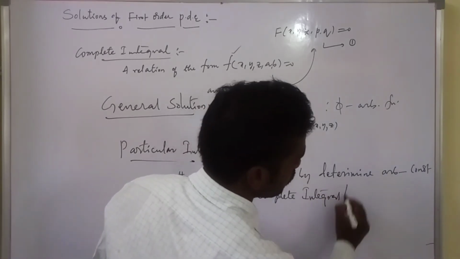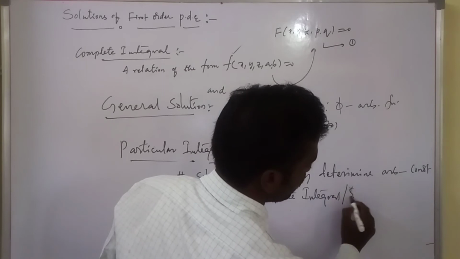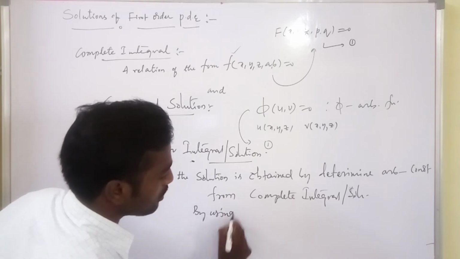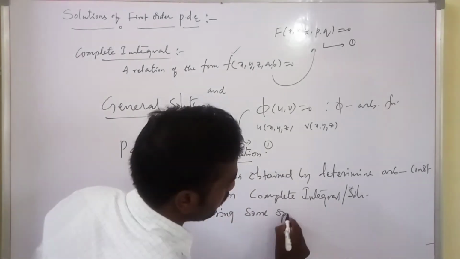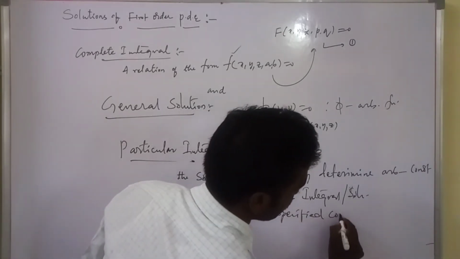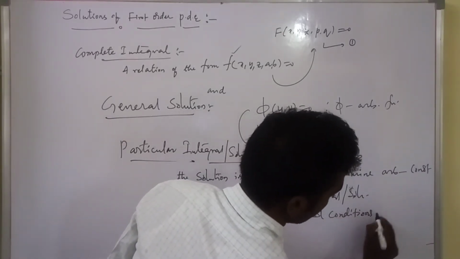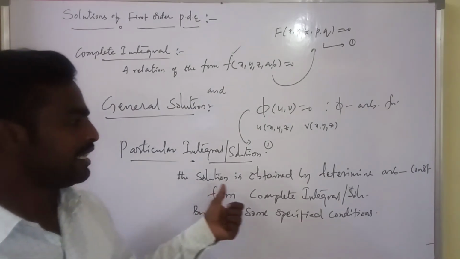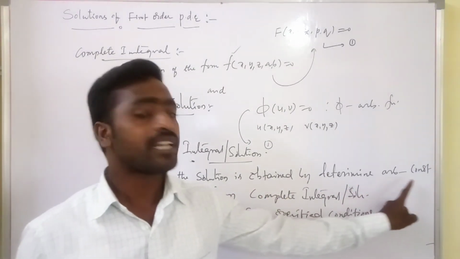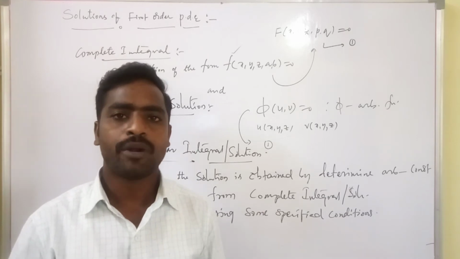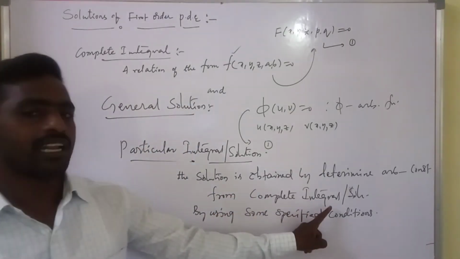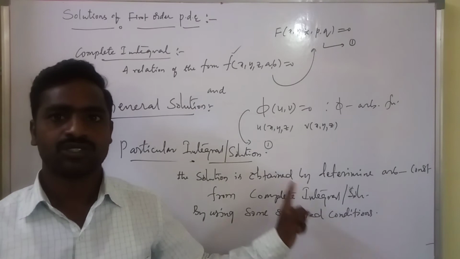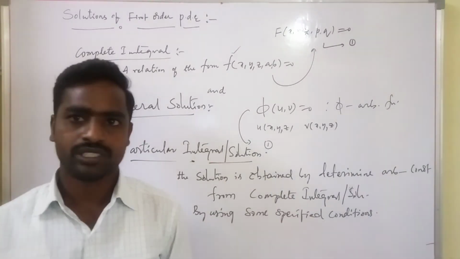By determining arbitrary constants from the complete integral or complete solution by using some specified conditions, we get the particular integral. So the solution obtained by determining arbitrary constants from the complete integral, using some specified conditions, is called the particular integral or particular solution.